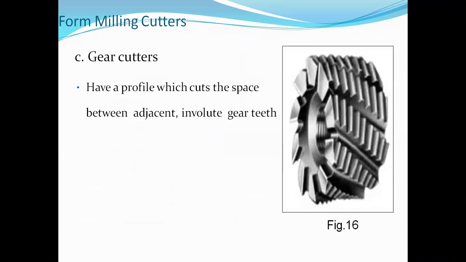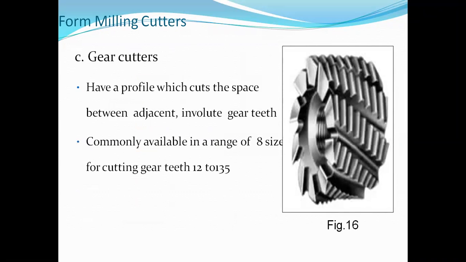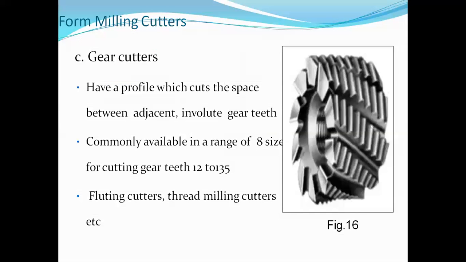Gear cutters have a profile which cuts the space between adjacent involute gear teeth, and they are commonly available in a range of sizes for cutting gear teeth, 12 to 135. Fluting cutters, thread milling cutters, etc. So with this, we have completed the types of milling cutters. In the next class, we are going to discuss the milling operations. Okay.